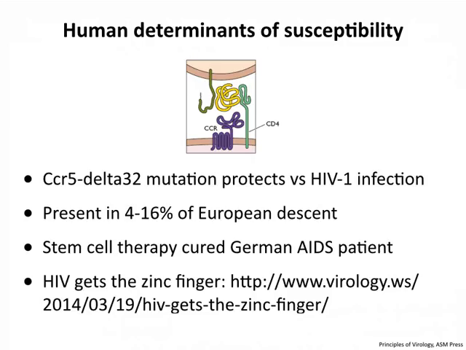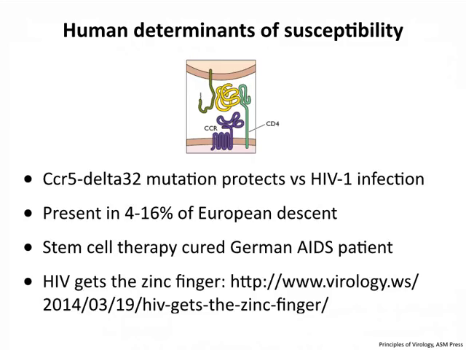Human determinants of susceptibility, as I said, are beginning to be known. A very famous one is the CCR5 gene, which is a co-receptor for HIV. Now remember back to our entry talk, HIV binds to two different receptors on the host cell, CD4 and a chemokine receptor, two different chemokine receptors. One of them is CCR5.